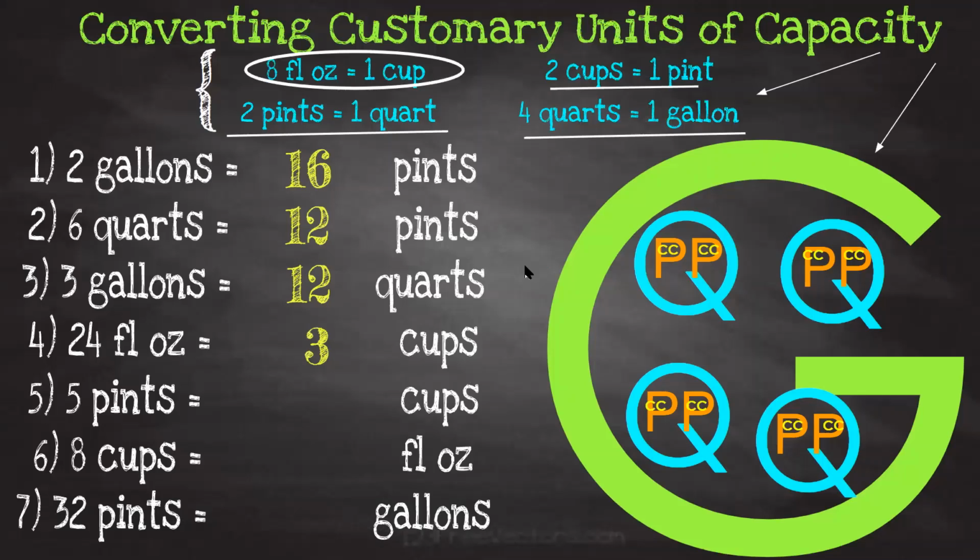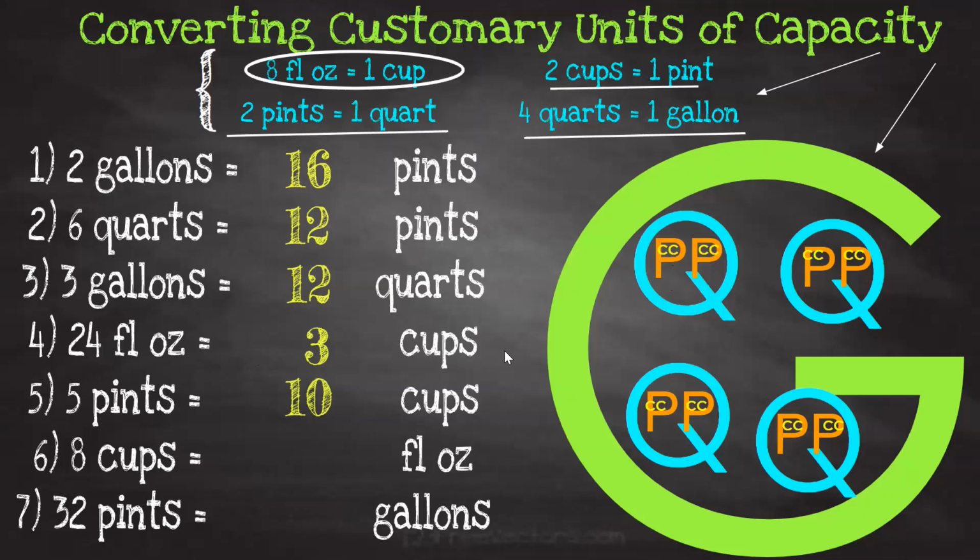Next, number 5, we have 5 pints equals how many cups? Which is larger, a pint or a cup? Here we see that the pint is larger than the cup. So we're going from a larger unit to a smaller unit. That means we're going to multiply. How many cups are in 1 pint? We see 2 cups are in 1 pint, or 2 C's are in 1 P. So we do 2 times 5, and that gives us 10.